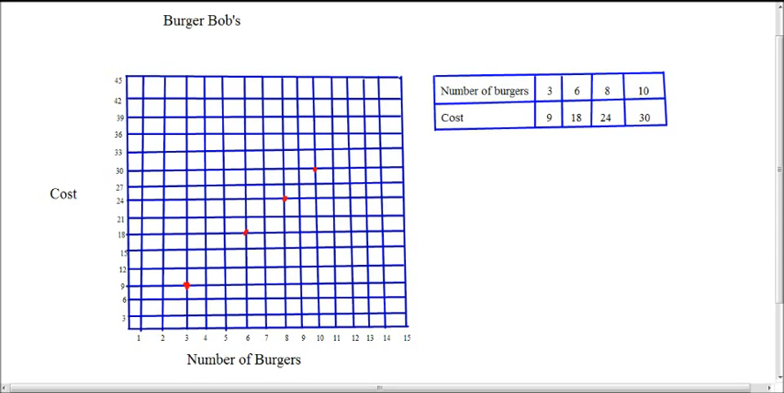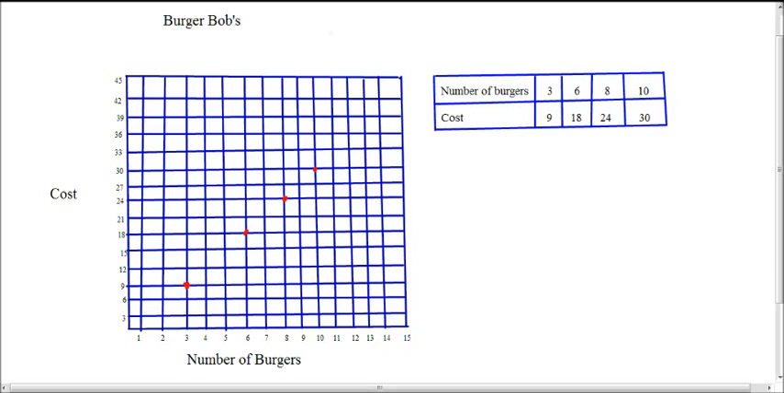So, if you take a look at Bob's Burgers, we have a table that's telling us that the cost of three of Bob's Burgers is $9. The cost of 6 is 18. The cost of 8 is 24, and the cost of 10 is actually 30.